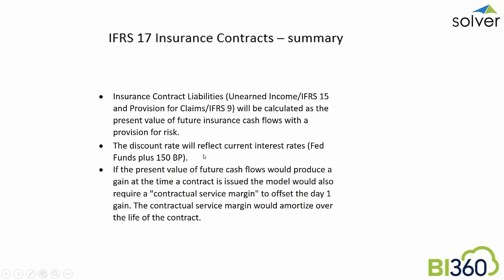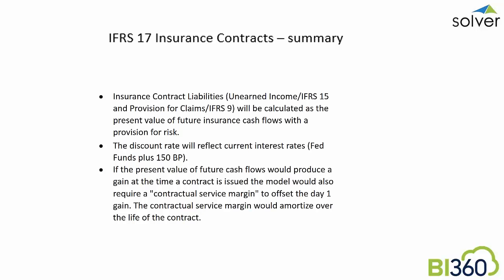The discount rate that I'm using is simply Fed funds plus 150 basis points. So if today Fed funds is 1.5% plus 150 basis points, I'm using a discount rate of 3%. It's just keeping it current with today's rates. And then the other thing is if the present value, the future cash flows would produce a gain, let's just stop right there.